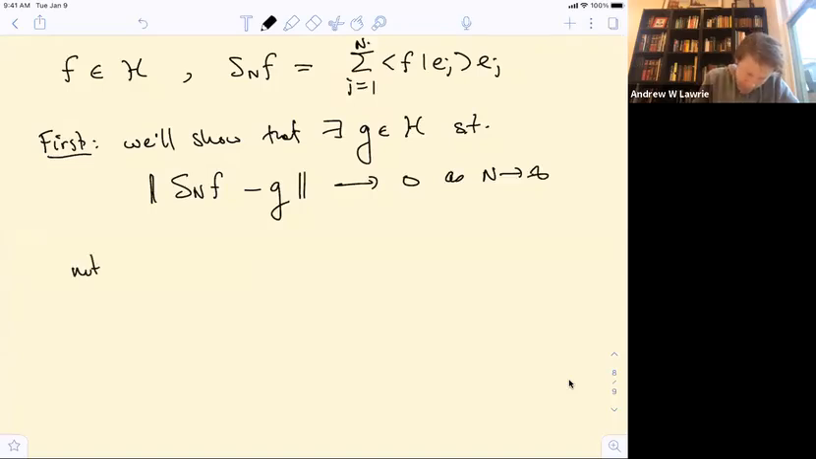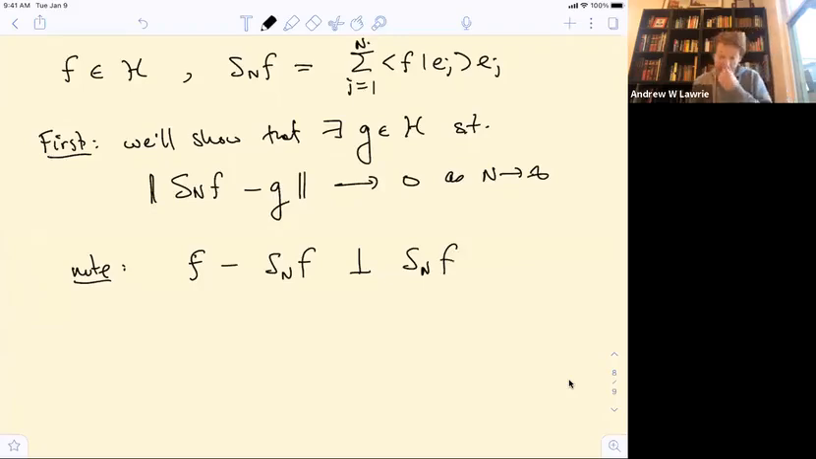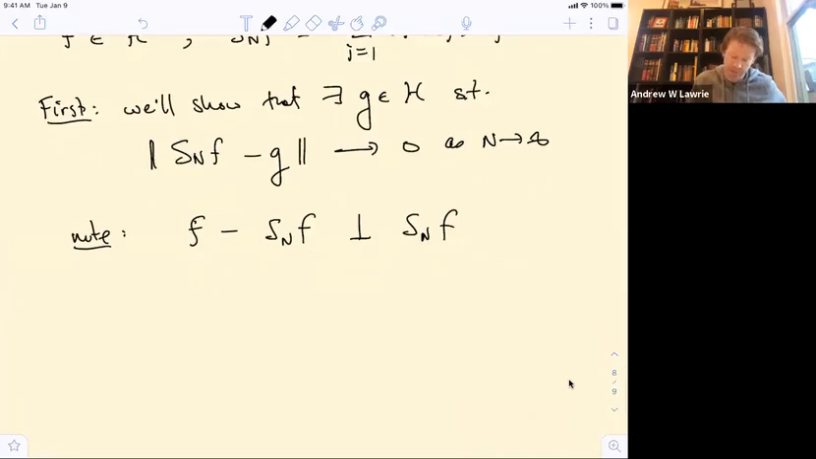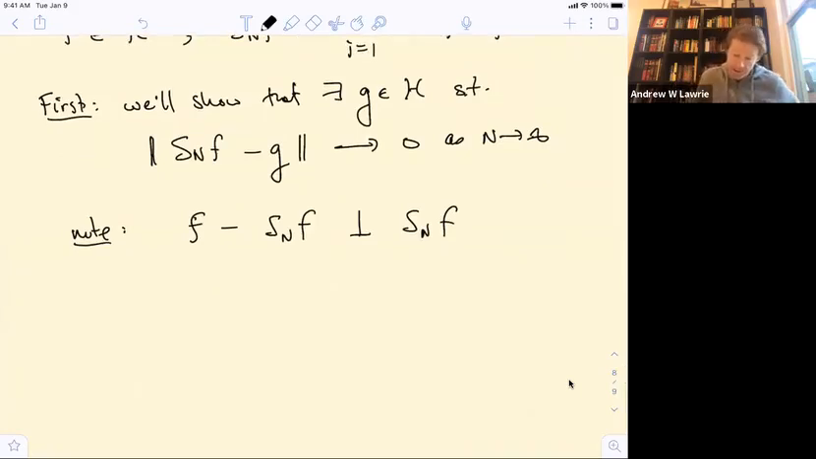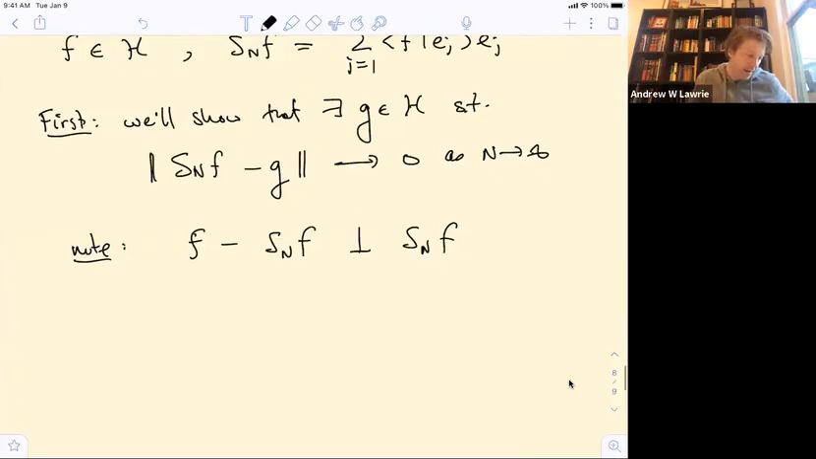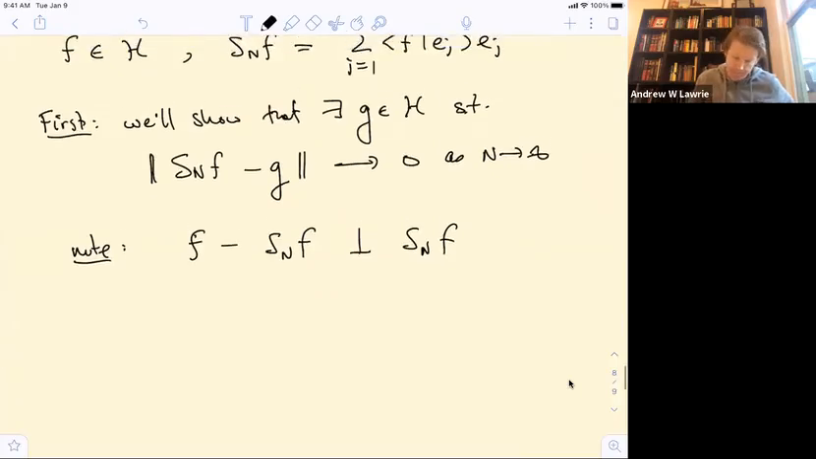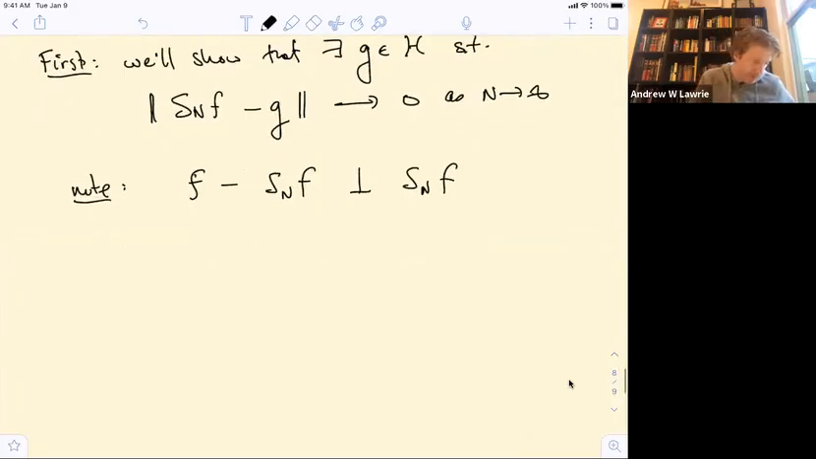Note f minus S_n f is perpendicular to S_n f. And if you look way back in your notes, we argued exactly this way with Hilbert spaces, with the Fourier series. All right, so these are perpendicular to each other.